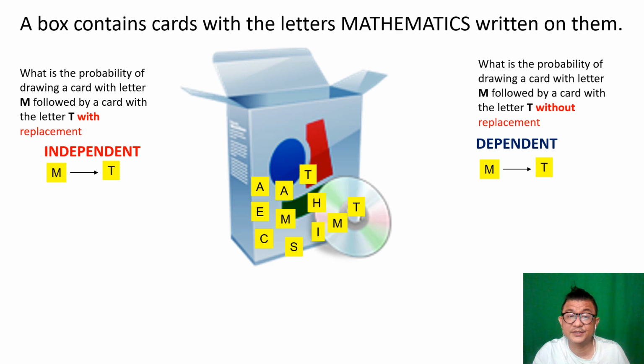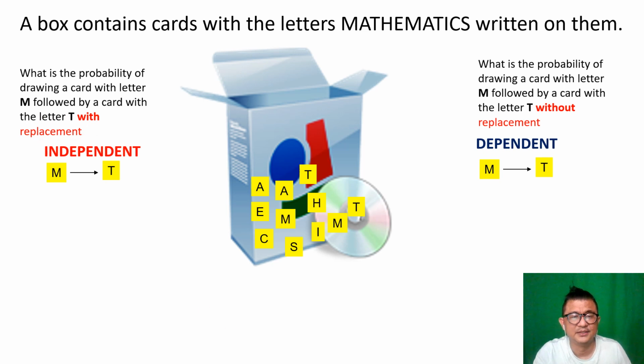Now let's try another example so that you would understand it better. A box contains cards with the letters M-A-T-H-E-M-A-T-I-C-S written on them. What is the probability of drawing a card with the letter M followed by a card with the letter T with replacement? You take, you put back.